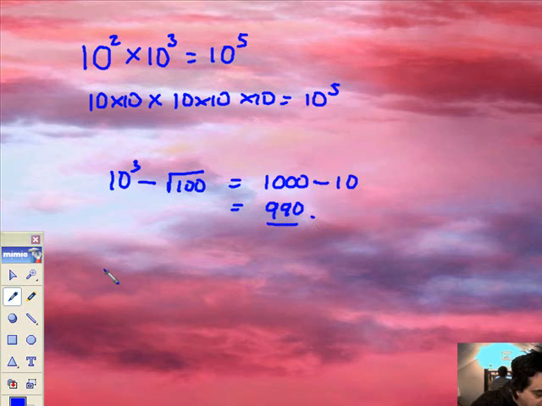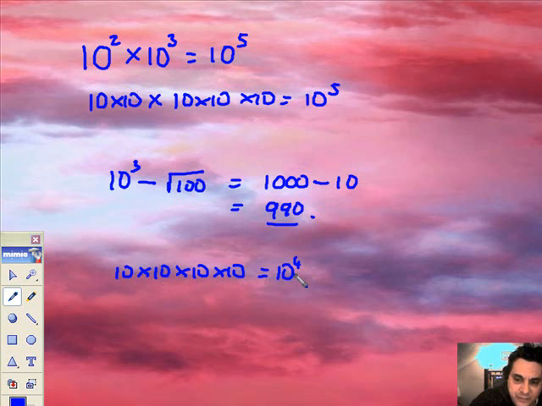Question 2 on page 20 still. It wants me to write this in index notation, in other words in power form. So 10 times 10 times 10 times 10, well that's 10 to the power of 4 for the reasons outlined above there. 10 alone has got to be 10 to the power of 1.